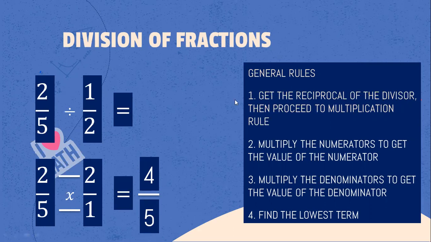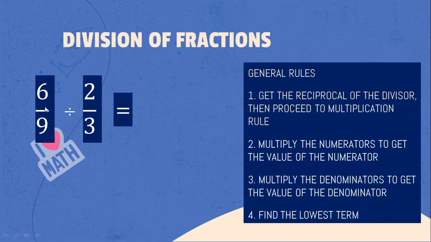Again, the main rules for division of fractions: get the reciprocal of the divisor. 1/2 is our divisor. If you want to reciprocate it, we put the numerator in the denominator and the denominator becomes the numerator. From 1/2, it will become 2/1. Then we proceed to multiplication. 2 times 2 is 4. 5 times 1 is 5. That's why the answer is 4/5. 2/5 divided by 1/2 is 4/5.